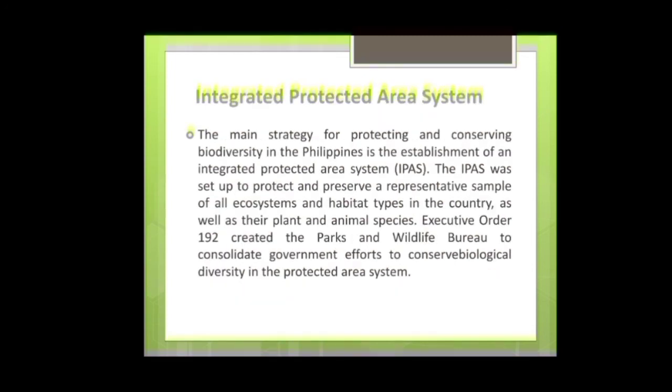Integrated Protected Area System. The main strategy for protecting and conserving biodiversity in the Philippines is the establishment of an integrated protected area system. Ang main tactic ng Philippines para ma-maintain ang balance ng ecosystem, habitat types, and any other subjects that involve the natural environment ay ang Integrated Protected Area System. The IPAS was set up to protect and preserve a representative sample of all ecosystem and habitat types in the country, as well as their plant and animal species.